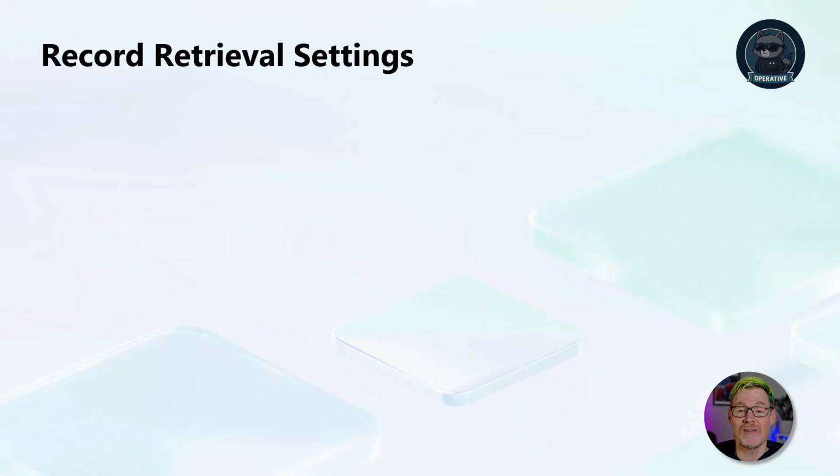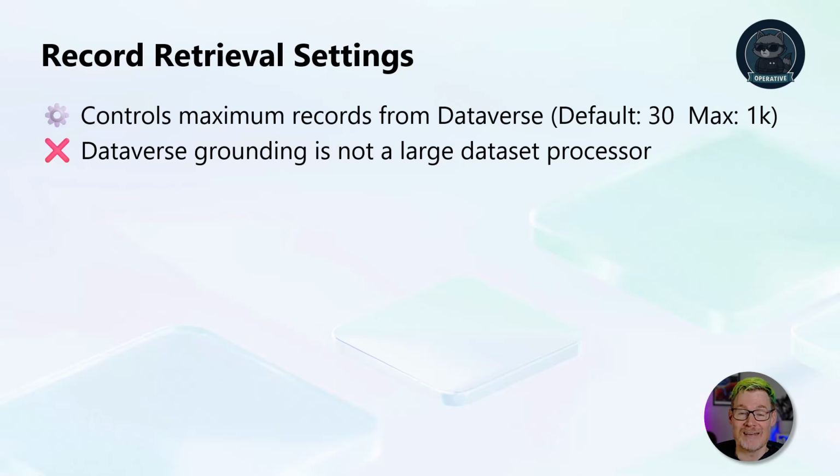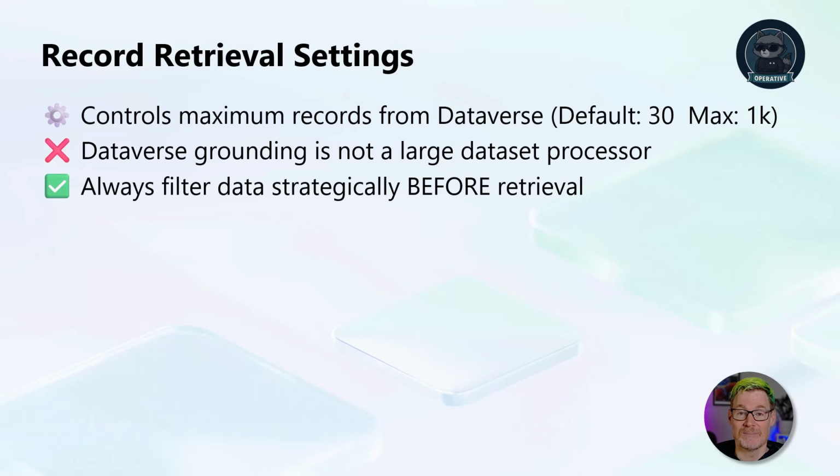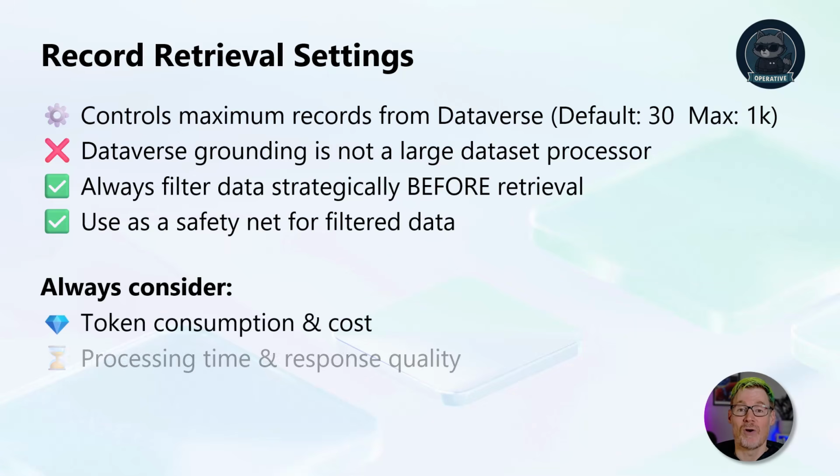It's important to consider record retrieval limits, which control how many records Dataverse will return to the prompt. The default is 30 and the maximum is 1,000 across all related tables. Grounding isn't designed for large dataset processing, so you should always filter the data strategically. The more data you send to the model, the higher the token usage, the slower the processing, and the more risk of reducing overall output quality.